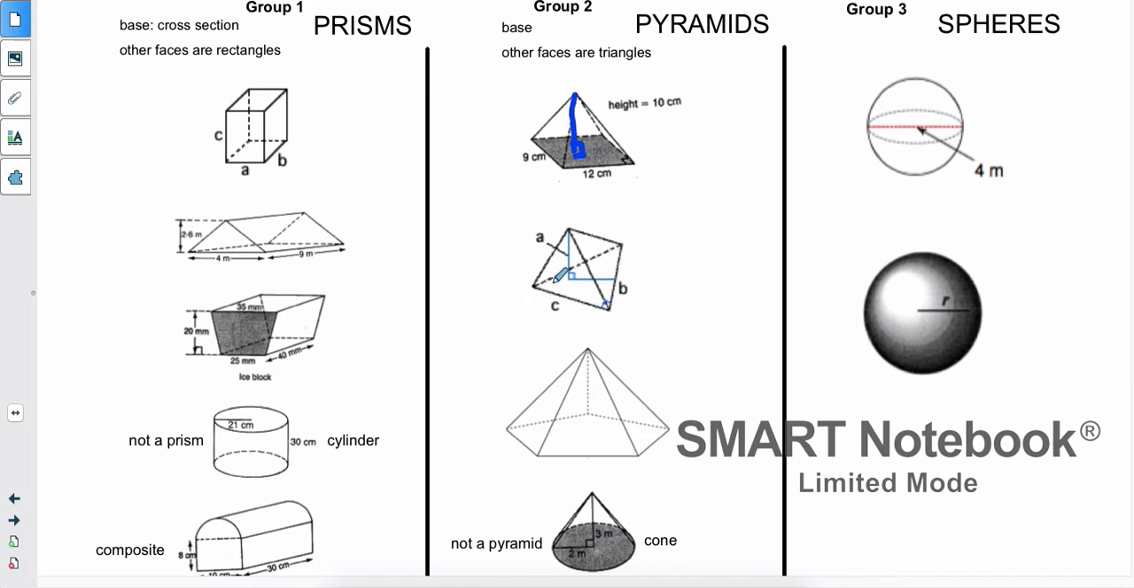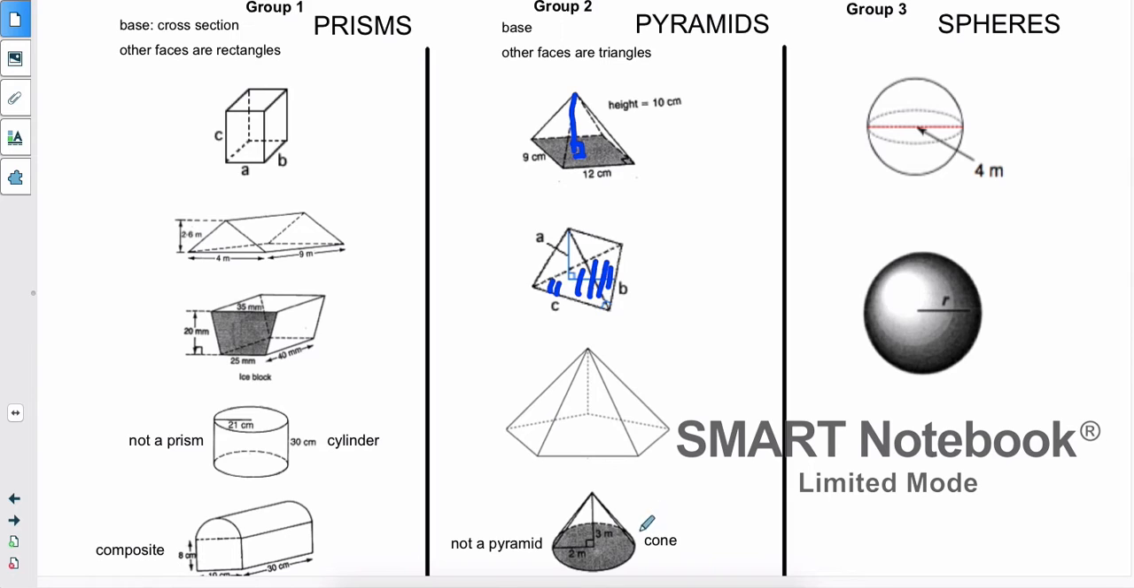This one here has a triangle as the base. And if you find the area of that, multiply that by the height, which is perpendicular to the base, then again, divide by 3, you have the volume. The same thing with pentagon as well.